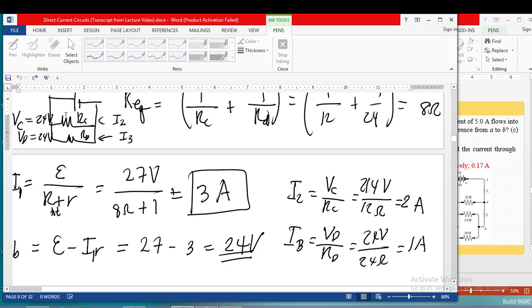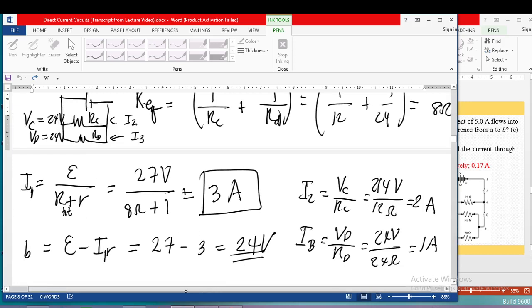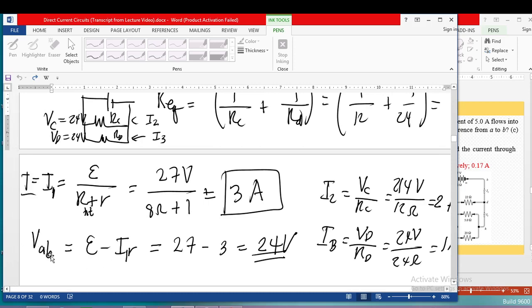By the way, the 24 volts, since they are in parallel, they have the same voltage, right? So the 24 volts across RC and RD is not the same as the EMF of 27 volts, because there is an internal resistance of 1 ohm. That is why the terminal voltage comes out as 24 volts. So you have to make sure to use this equation to find the terminal voltage. We have the EMF, which is equal to 27, minus I1, which is the current flowing through your resistance R, which is 3 amperes, times 1, so we have 24 volts.